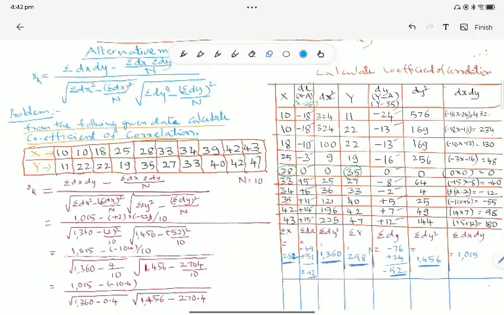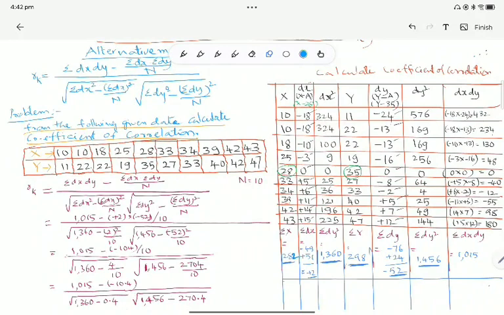Minus 18 into minus 24 is 432, and similarly minus 18 into minus 13 is 234, and similarly minus 10 into minus 13. You observe the second column and the fifth column, whichever is given in the table. So minus 10 into minus 13 becomes 130, minus 3 into minus 16 is equal to 48, and 0 into 0 is equal to 0.